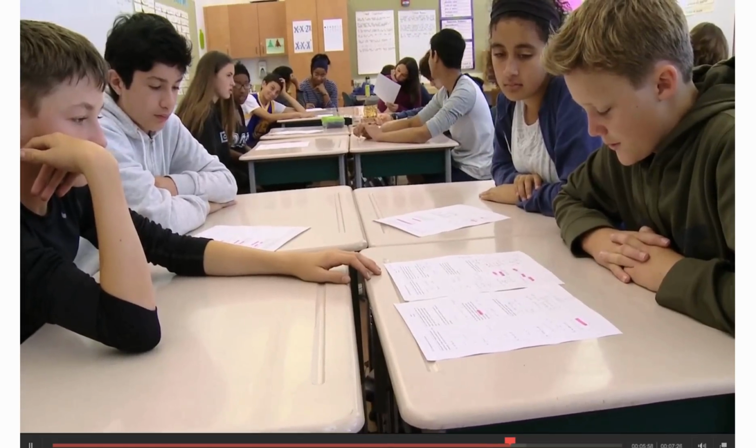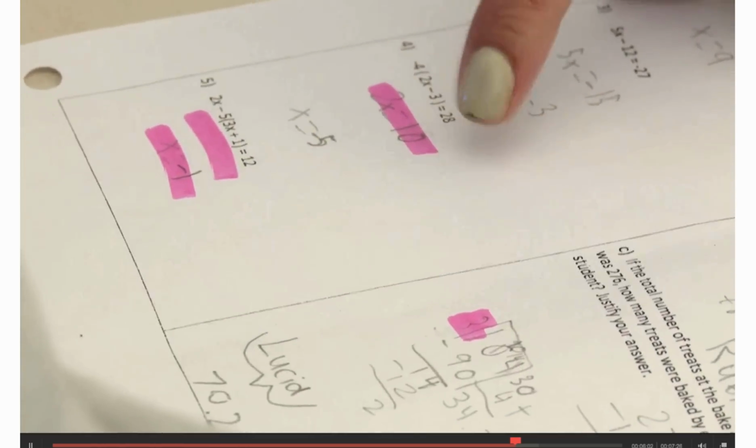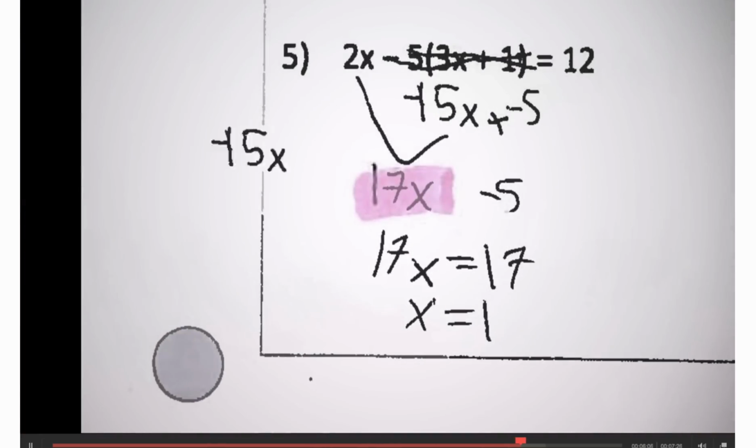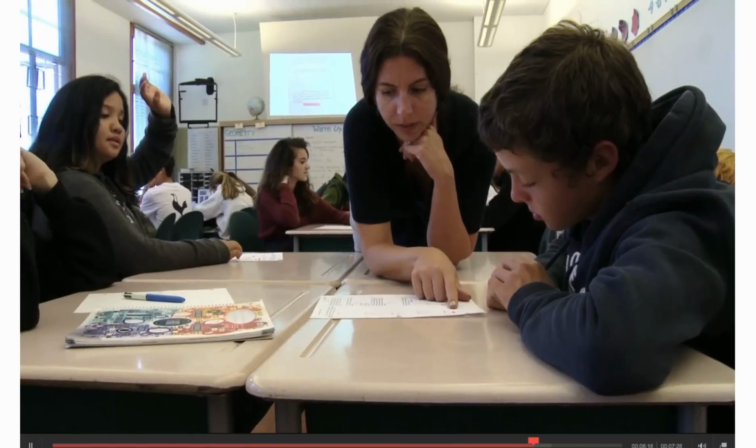Versus if they're just doing random things all over the place. Both of those tests might have a lot of highlights on them, but one would definitely have a much higher grade than the other. Why is that wrong? Because negative 15x plus 2x is negative 13x. Beautiful. Can you fix it from there?